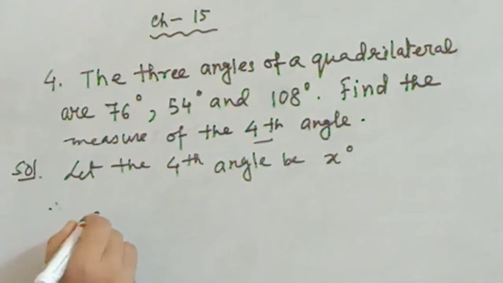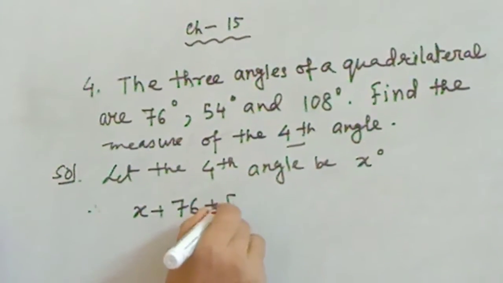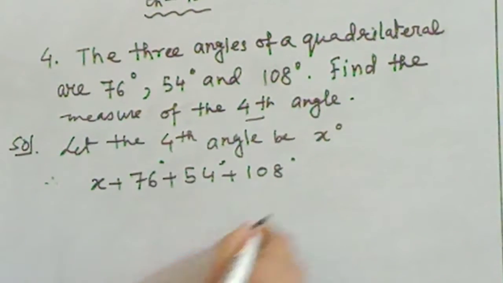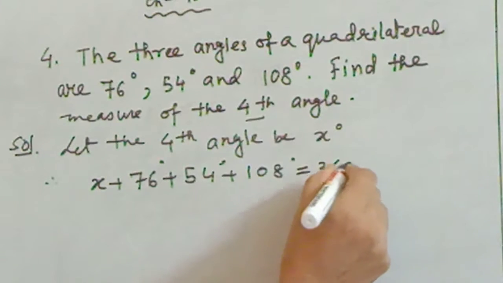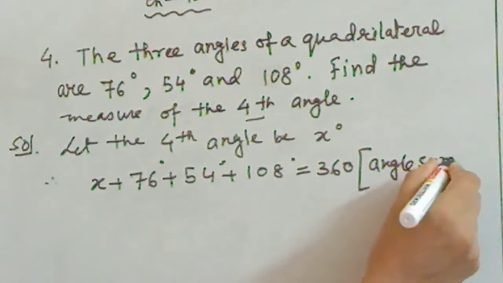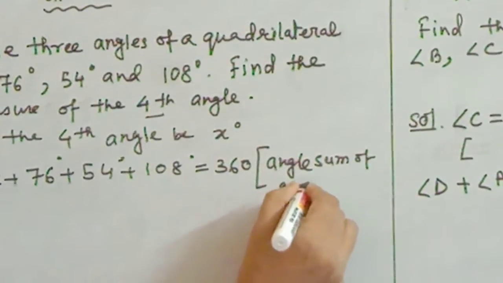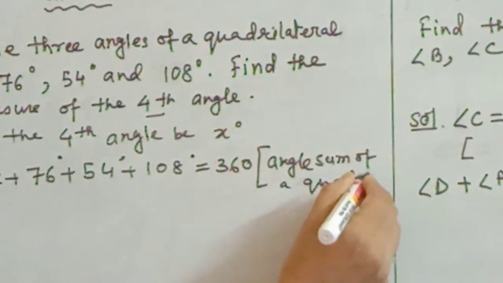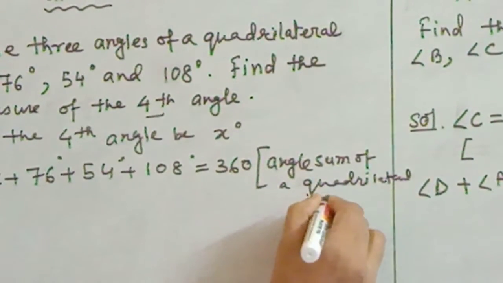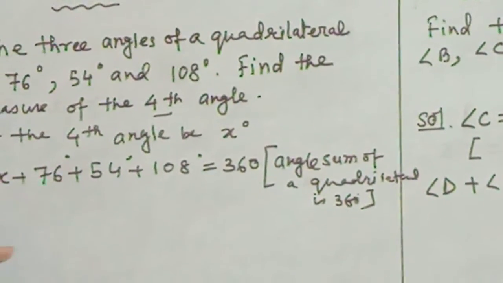Therefore, as you know, the angle sum of a quadrilateral is 360 degree. Using that concept, x plus 76 plus 54 plus 108, all are degrees, so you have to write the degree sign also, equal to 360 degree. Angle sum of a quadrilateral is 360 degree. Now you can find the value of x. First you add all these.